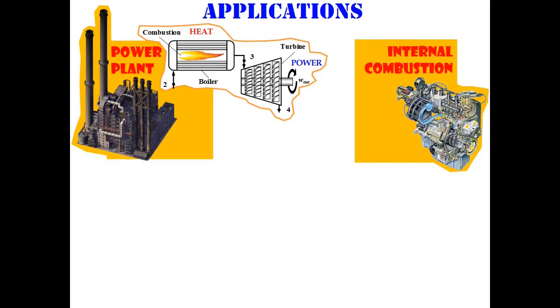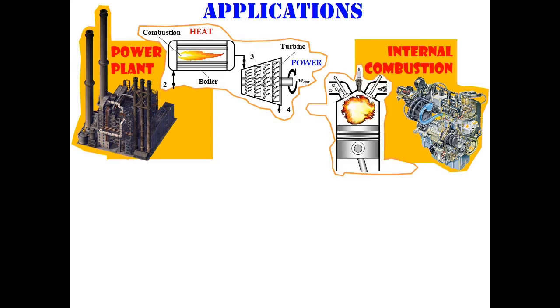The second application is in the internal combustion engine, as shown in the figure. This figure shows the schematic diagram of the cross section of the engine, the cylinder of the engine, where we have the chemical reaction inside the cylinder to produce heat. This heat produces power that pushes the piston upward and downward in order to rotate the tire of the vehicle.